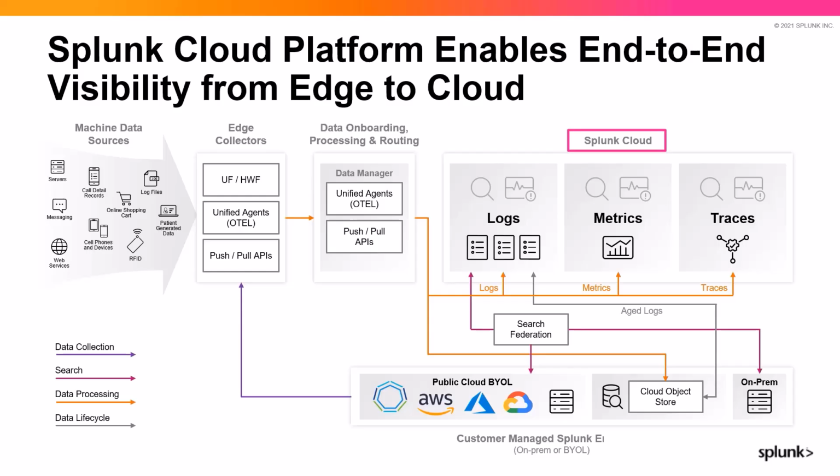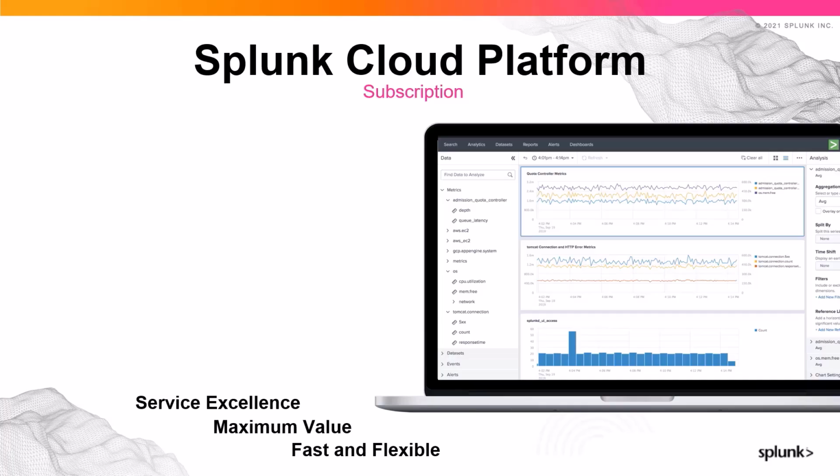Splunk Cloud Platform: analytics for logs, metrics, and traces. These are the core search, visualization, and reporting capabilities that let customers take action on their data. Search federation: for complex and hybrid customers, gain a view between your Splunk Cloud Platform and on-prem or BYOL deployments of Splunk. Splunk Cloud Platform is our flagship product.